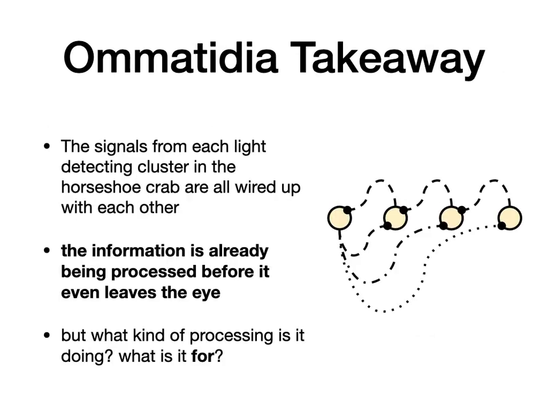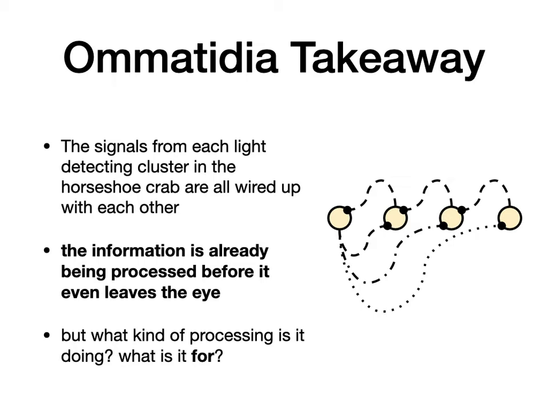But on top of that, the more basic curiosity, the more basic takeaway from these studies is that the signals from each light-detecting cluster in the horseshoe crab are all wired up with each other. The information is being processed before it ever even leaves the eye. So it doesn't need to go all the way to the brain to start changing its shape. It starts doing that the instant it leaves the receptor. And in fact, in a way, as it leaves the receptor. That's interesting. What's it all about? What good would this kind of processing do?